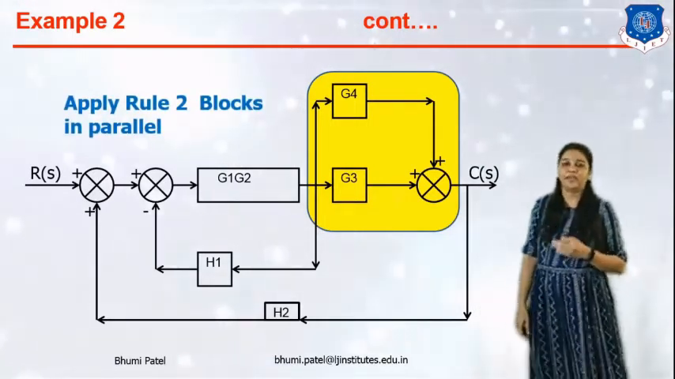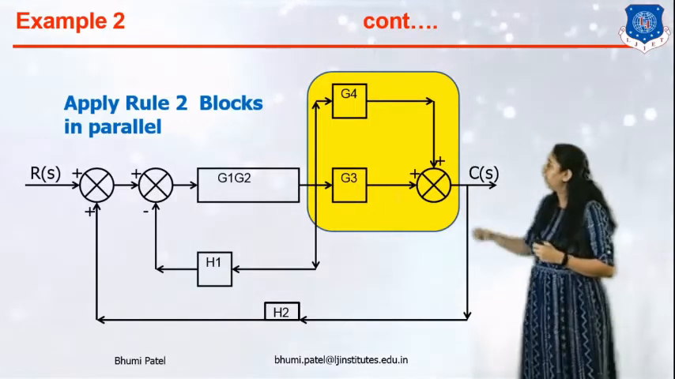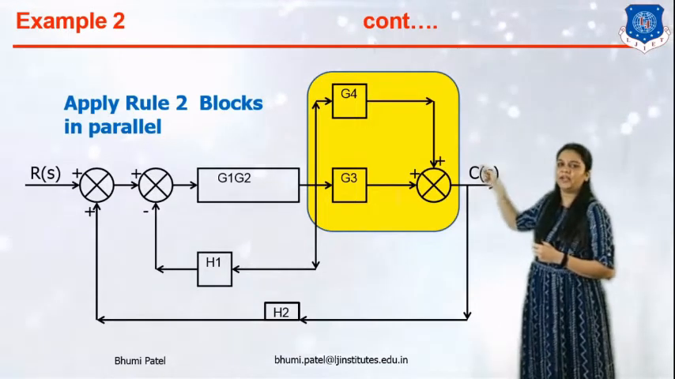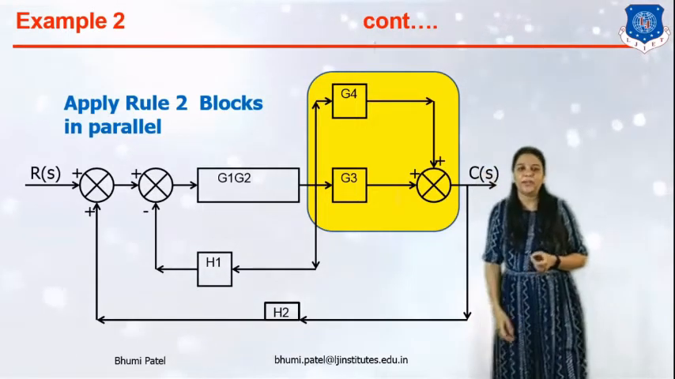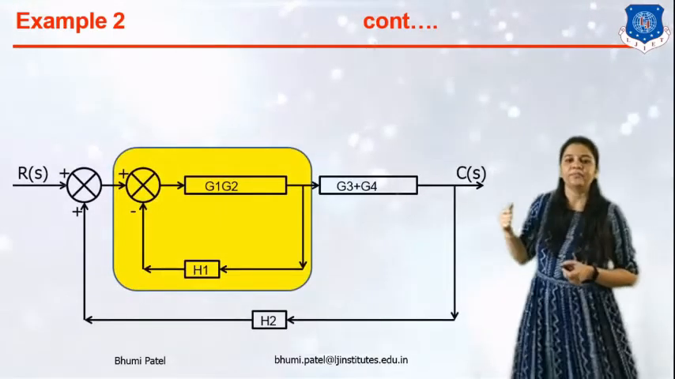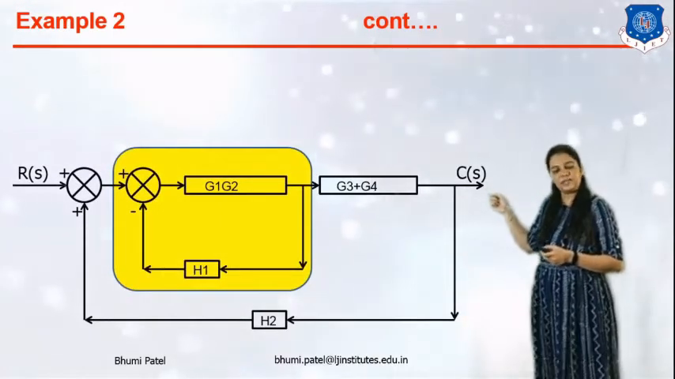First of all we can check the sign of the summing point. Here the sign of G3 is plus and G4 is again plus. So we can simply add these blocks and we can get this type of block, G3 plus G4.